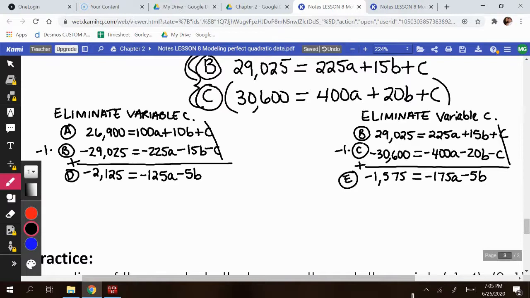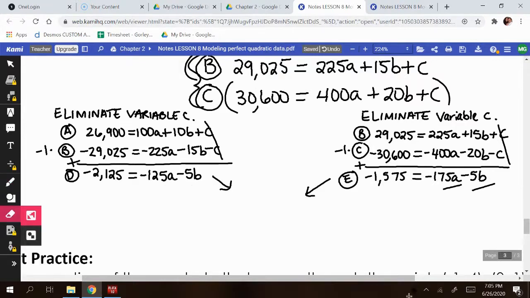Let's make another decision at this point when we put these together. Do we want to eliminate A or lowercase b? Do we want to eliminate this variable or do we want to eliminate this variable? Which one looks easier? I think B. It would be nice if one said 5b and the other one said negative 5b. So let's go ahead and I'm going to multiply that equation D, that whole thing, by -1.